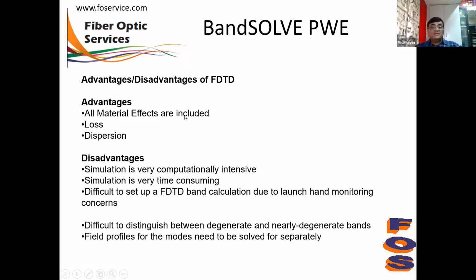The advantage of using FDTD for the band gap calculations is that all material effects can be included. It can also include the loss and dispersion. The disadvantage is that it is very computationally intensive because it's using FDTD, so it's very time consuming, and it is difficult to set up the band calculation due to launch and monitoring concerns. It is also difficult, when FDTD is used for the band solving, to distinguish between degenerate and nearly degenerate bands.